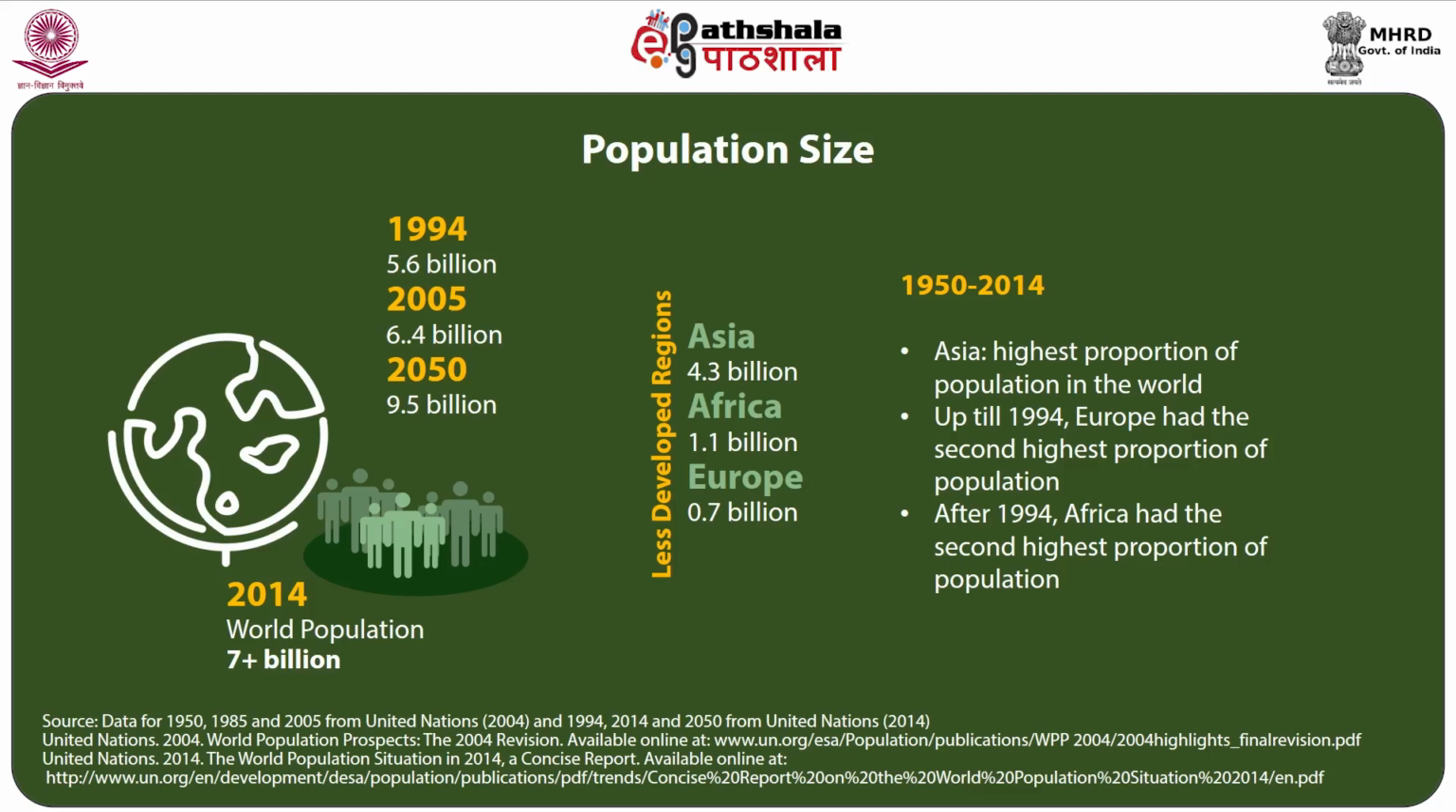While up to 1994 Europe had the second highest proportion of population, that is almost a 3-time increase from 1950 of 2.5 billion, if you look at the less developed regions, Asia's share of the total population is as high as 4.3 billion, followed by Africa 1.1 billion and Europe 0.7 billion. And it clearly indicates that after 1994, Africa had the second highest proportion of population.